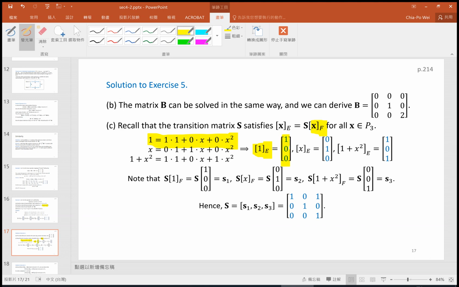Second, we select x as the second element in basis F, which is x, and we want to compute the coordinate of x with respect to E. So we need to express x as the linear combination of basis E, and clearly x equals 0 times 1 plus 1 times x plus 0 times x squared. Therefore, the coordinate of x with respect to E is 0, 1, 0. Similarly, we can obtain the coordinate of 1 plus x squared with respect to E, which is 1, 0, 1. And therefore, we have obtained the three columns of the transition matrix, which is 1, 0, 0, and 0, 1, 0, and 1, 0, 1.